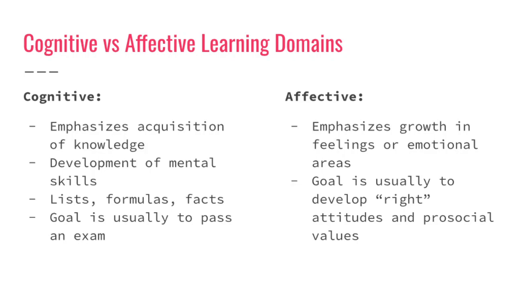Affective learning is the type primarily concerned with the growth of feelings and emotions. The goals of affective teaching are usually to help a student develop right attitudes and pro-social values. In a secular classroom, the emphasis is mostly on cognitive learning. Secular teachers are trying to fill a student's head with lists or formulas that will give them the right information to pass a test. Teachers may work on affective learning within a class, but it's not the primary emphasis of secular education. In a gospel classroom, however, our goals are quite different.